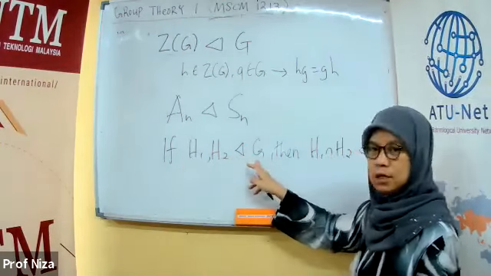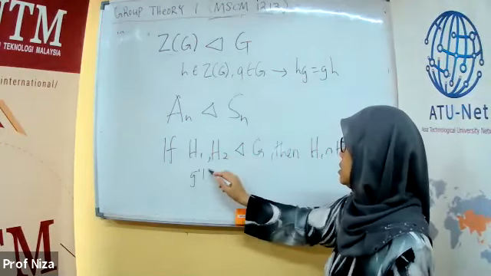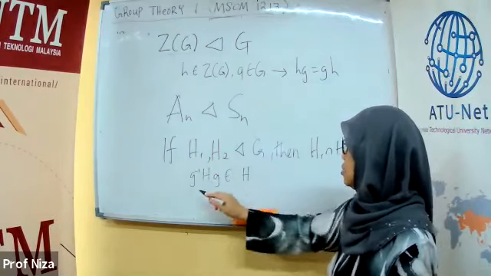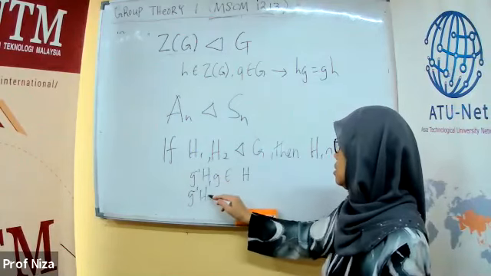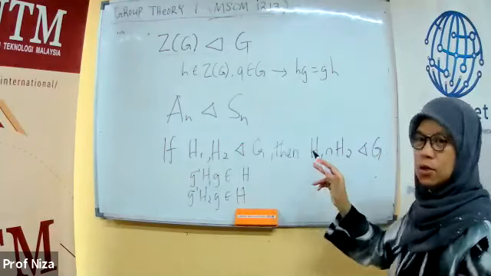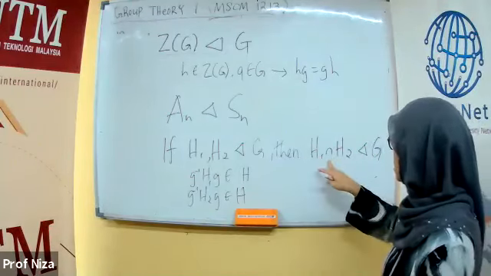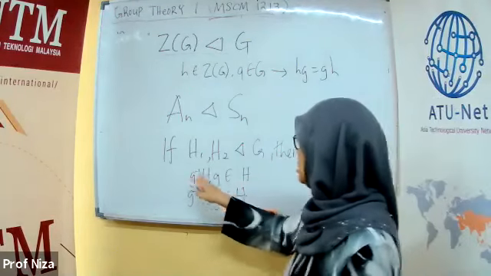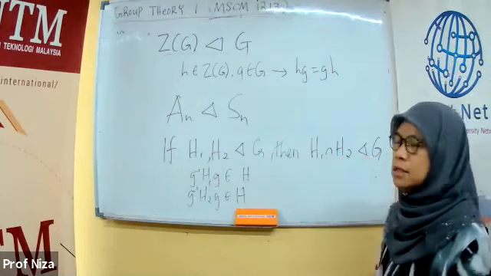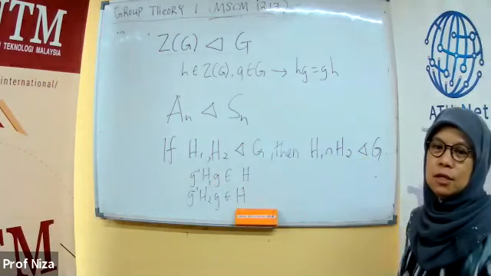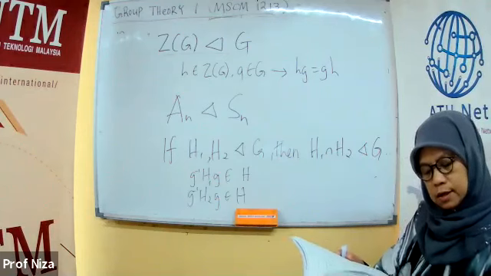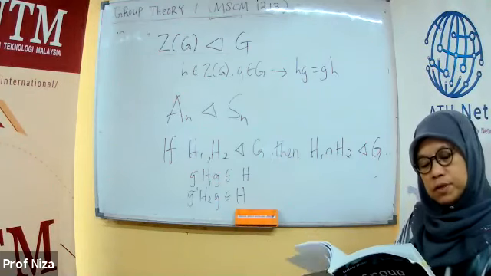Assume this is normal in G, so you will have g inverse hg is an element of H. This is also normal. Then you have to show the intersection is also normal. So take one element in the intersection and g inverse multiplied by it, and show that it is also in the intersection. The proof is straightforward.